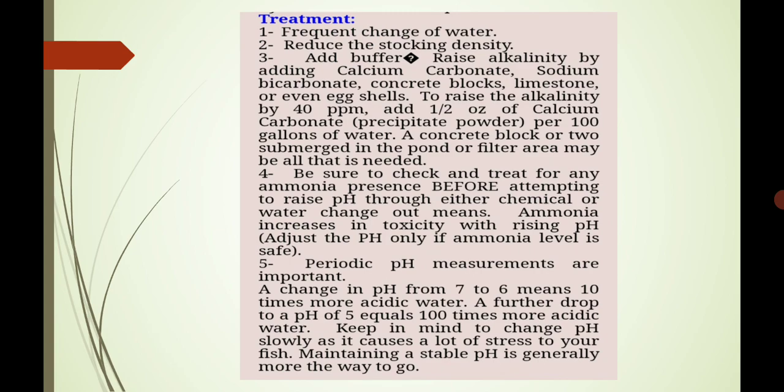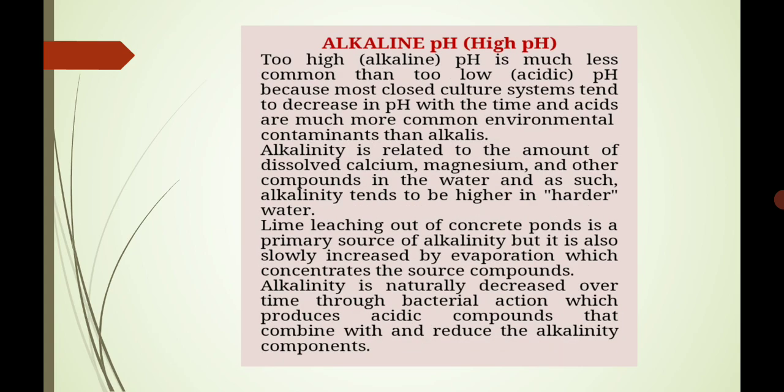A change in pH from 7 to 6 means 10 times more acidic water. A further drop to a pH of 5 equals 100 times more acidic water. Keep in mind to change pH slowly, as it causes a lot of stress to your fish. Maintaining a stable pH is generally the way to go.